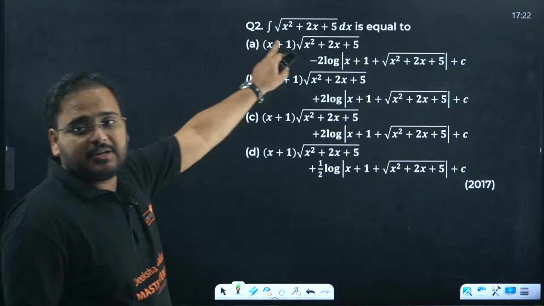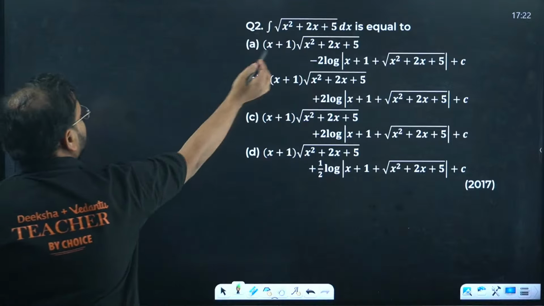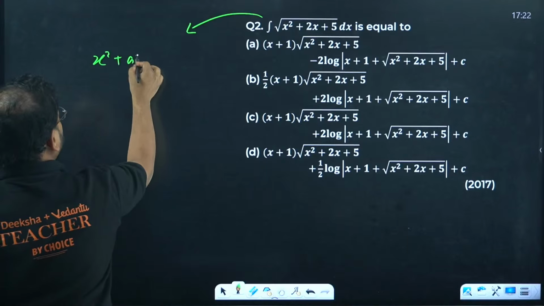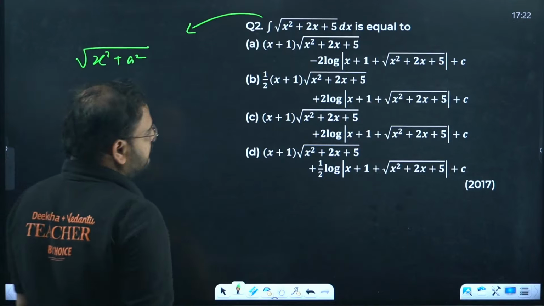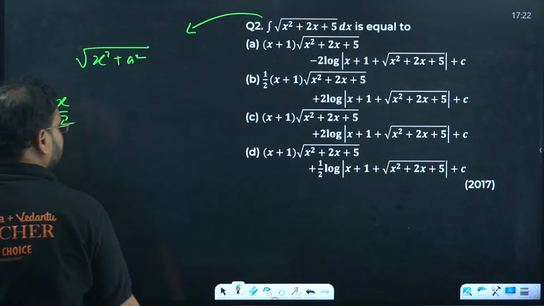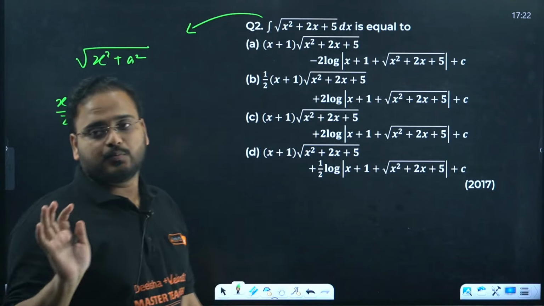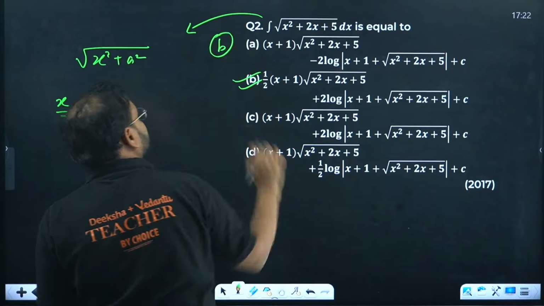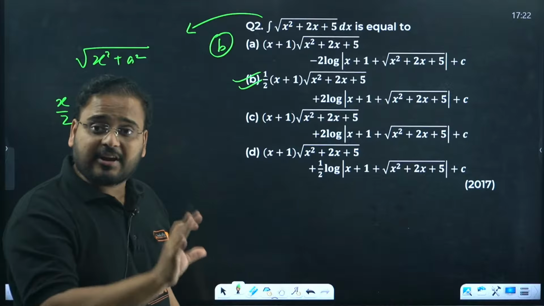So this question is a particular function. If you remember, this is a question of this type: x square plus a square in the root. Right? And the answer starts from where? x by 2. The answer starts from x by 2. Check here which option has that. Only B has the option. The answer becomes B. This is the trick for the question.